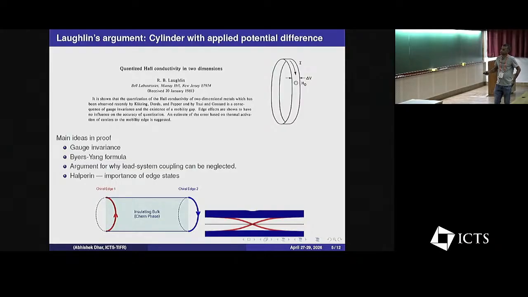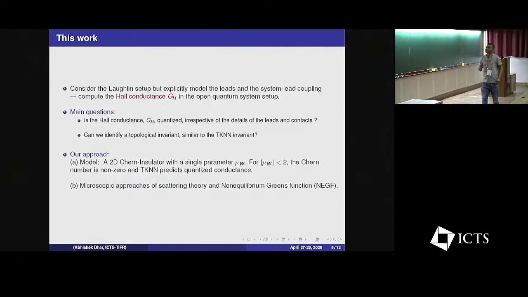So in this geometry, you have two bands, and then you have these edge modes which are localized exactly at the edges of the cylinder. And this actually contributes to the Hall conductance.